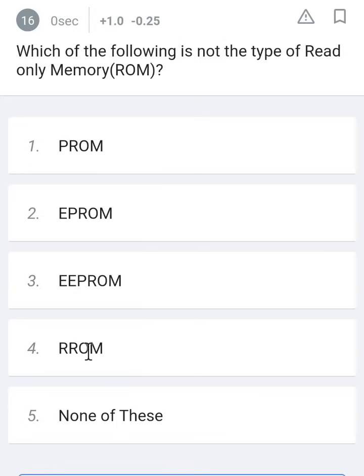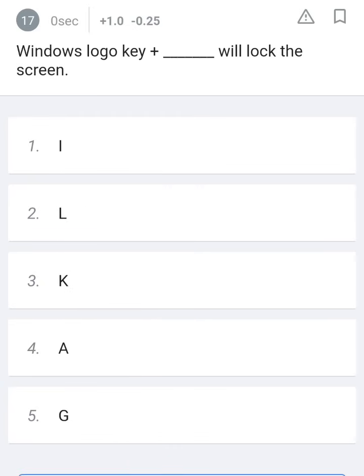Next, which of the following is not a type of read-only memory? ROM, PROM (programmable read-only memory), EEPROM, RROM, or EPROM. So the answer is what? It is RROM. Next question. Windows logo plus a key will lock the screen.